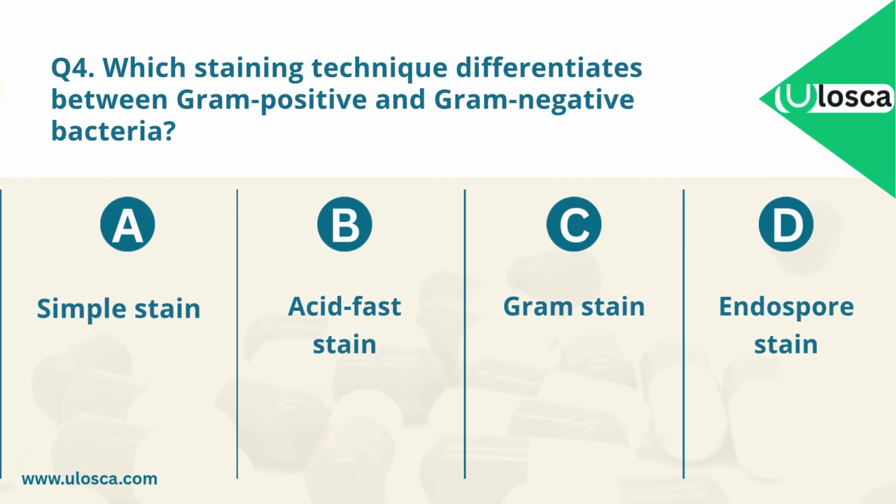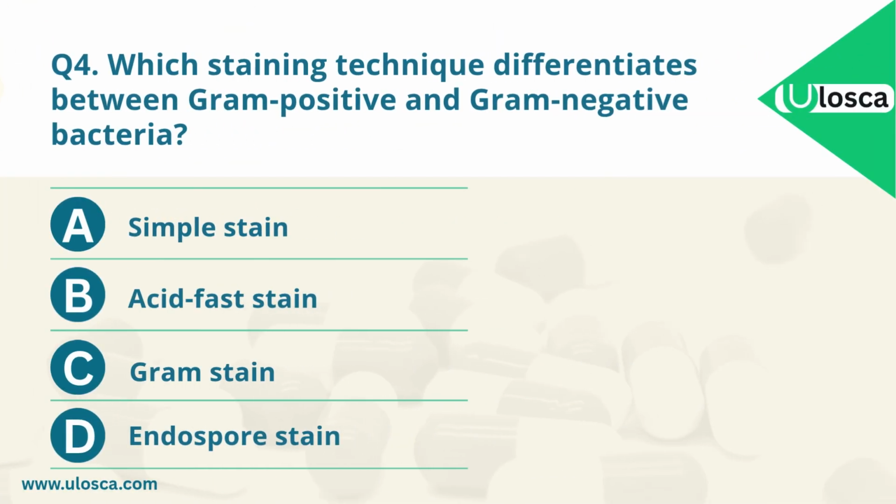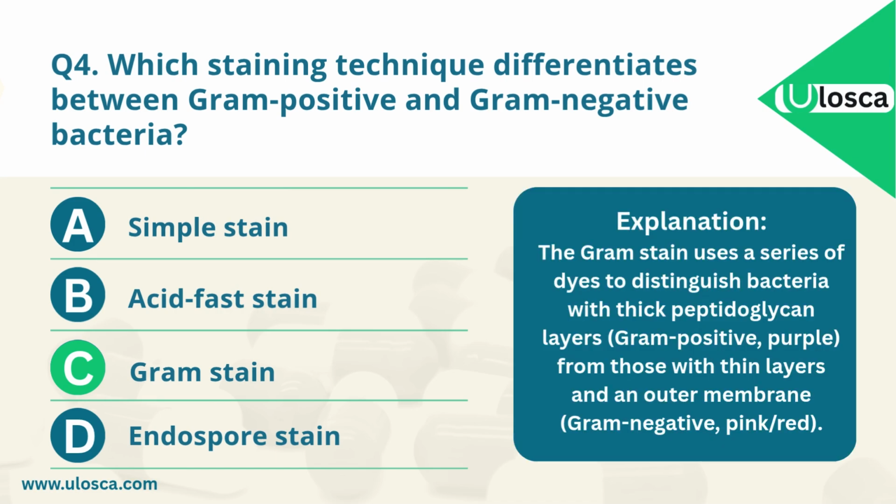Question 4. Which staining technique differentiates between gram-positive and gram-negative bacteria? A. Simple stain. B. Acid-fast stain. C. Gram stain. D. Endospore stain. Which one is the correct answer? The correct answer is C. Gram stain. Explanation. The gram stain uses a series of dyes to distinguish bacteria with thick peptidoglycan layers from those with thin layers and an outer membrane.